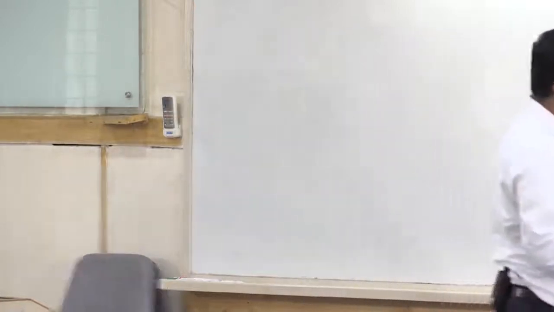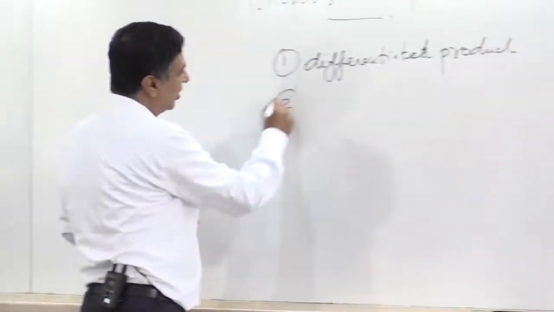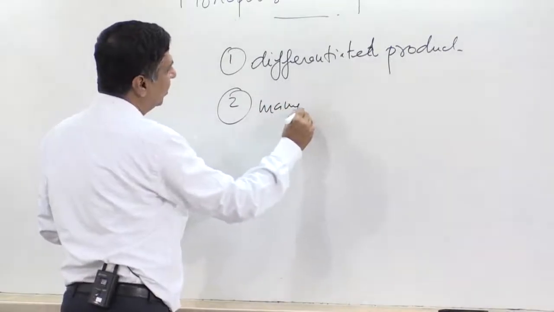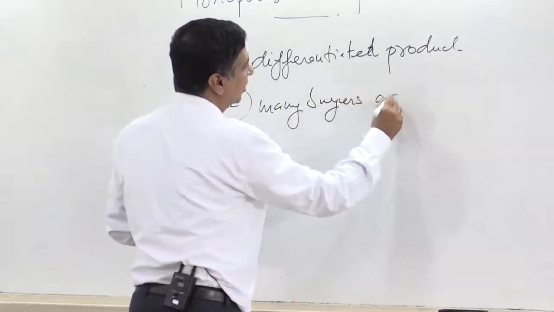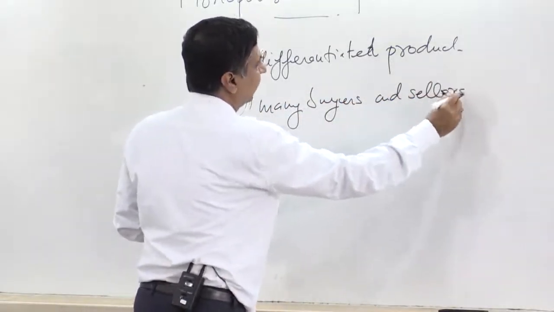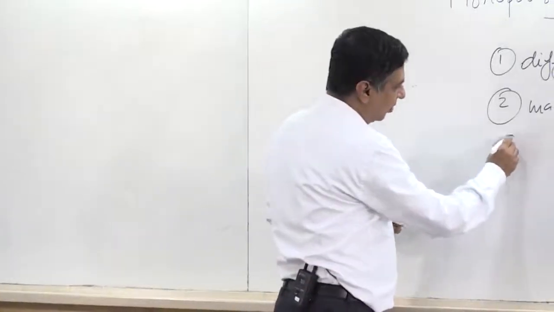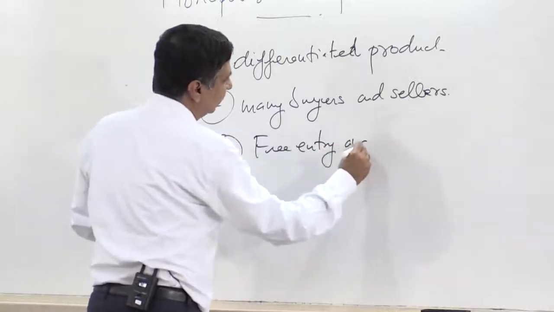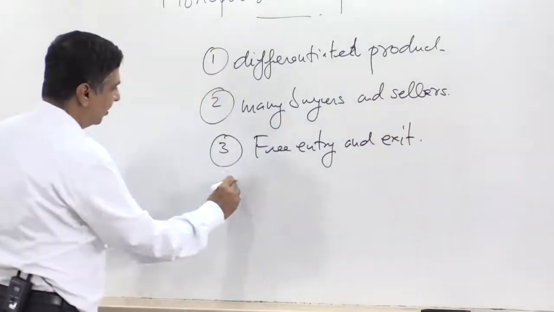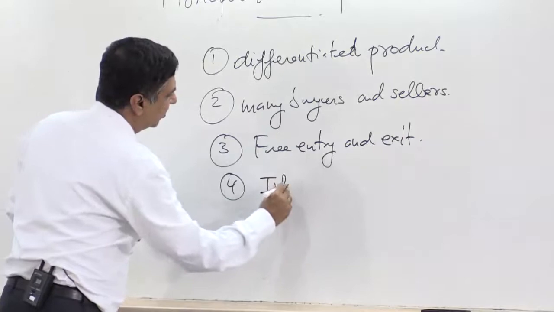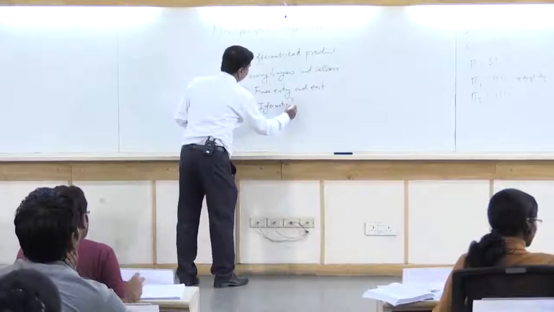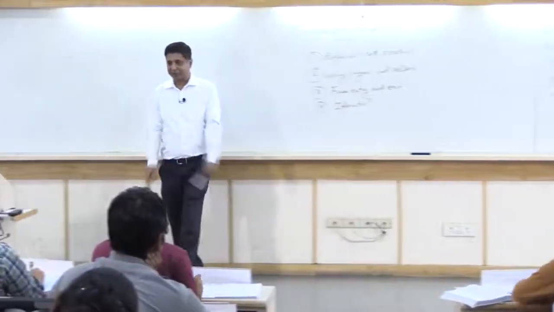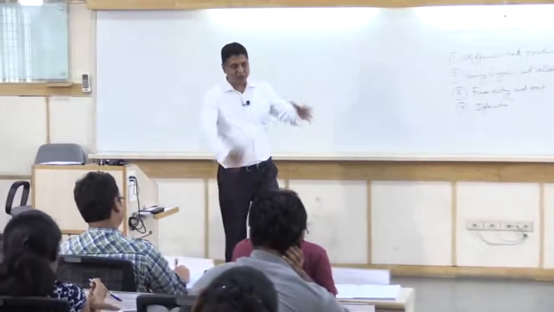Okay? But at the same time, like perfect competition, there are many buyers and sellers, and everything else is like perfect competition. So, there is free entry and exit, and information, I do not know. I will put a question mark in front of information. So, the story is like this.